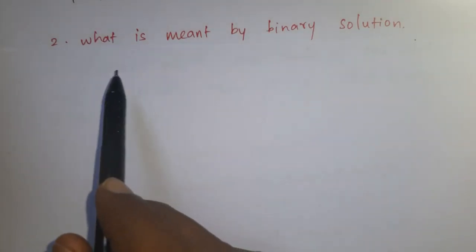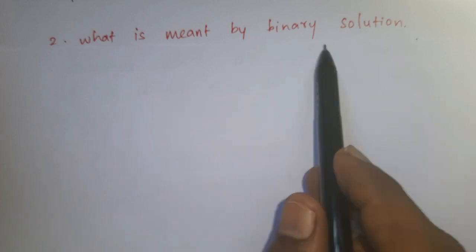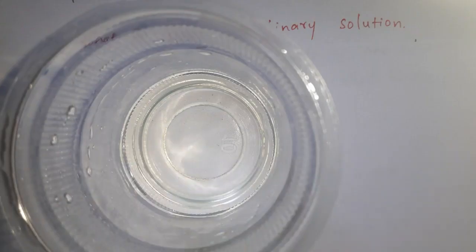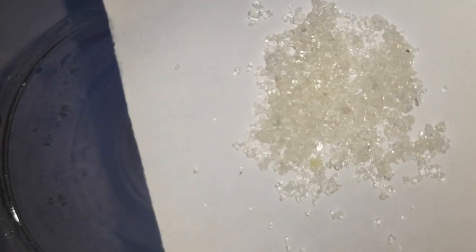Question number 2. What is meant by binary solution? Binary means two. This is water. This water acts as a solvent. This is sugar. The sugar will be the solute. That is one solvent and one solute added together to form a binary solution.